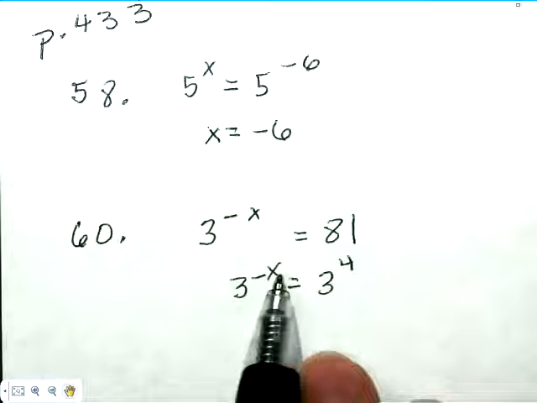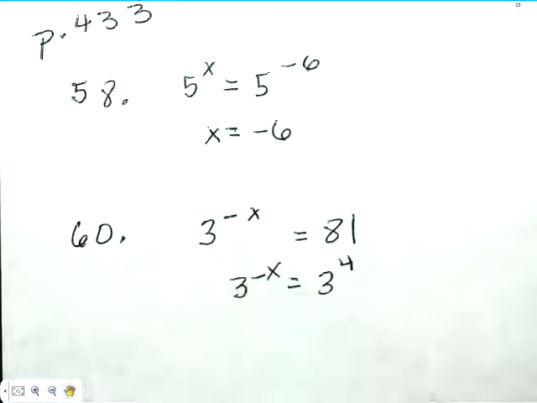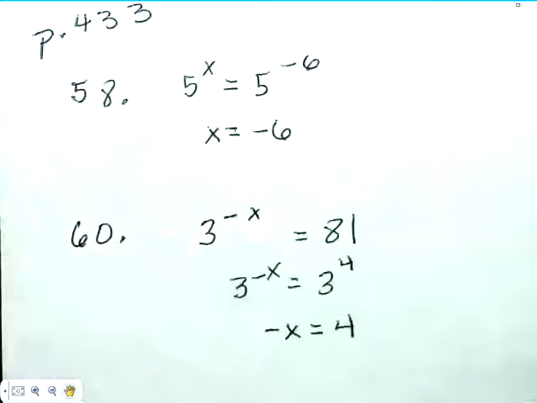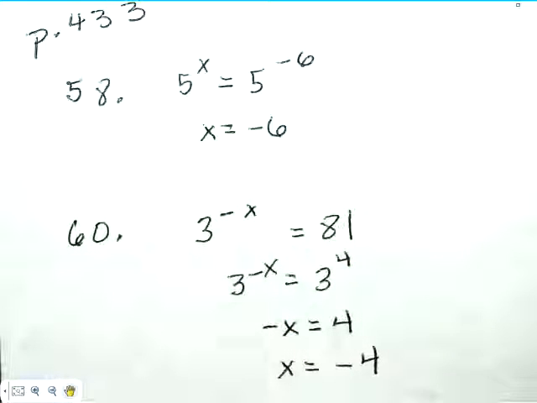If negative x equals 4, then x would have to be negative 4. And if you figured that out without writing anything down, fabulous. Negative 4 is the right answer. If you need to write this down to solve the equation, that's fine too. Just set the exponents equal to each other, solve for x. You'd have to divide both sides by -1. And that's how some folks got -4 in their head.